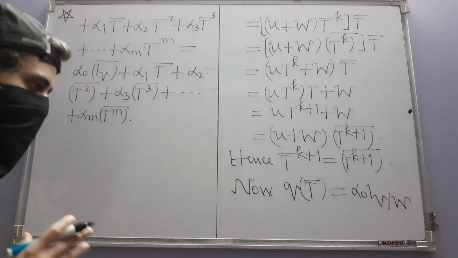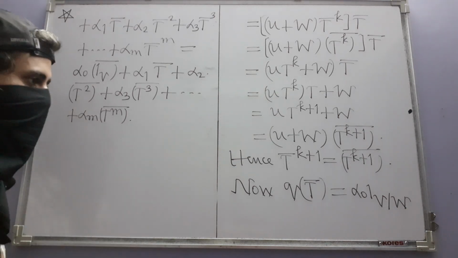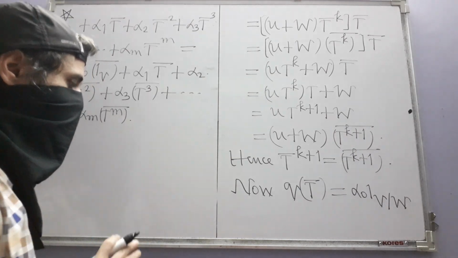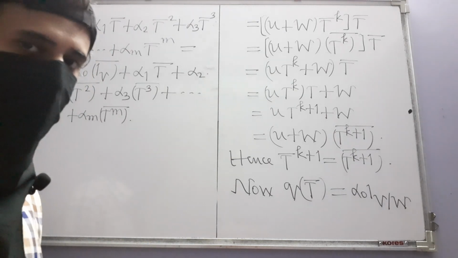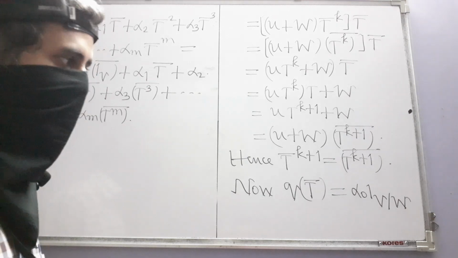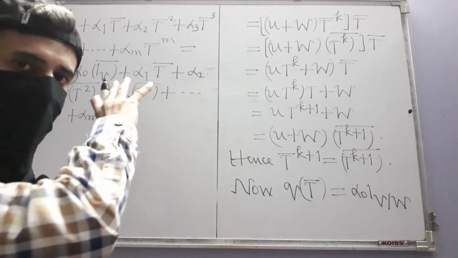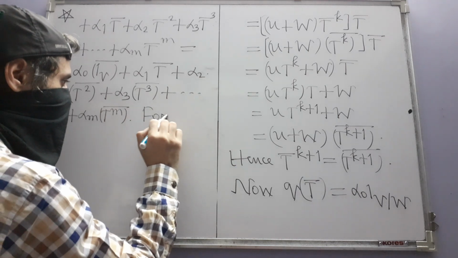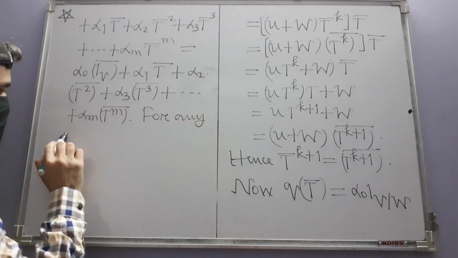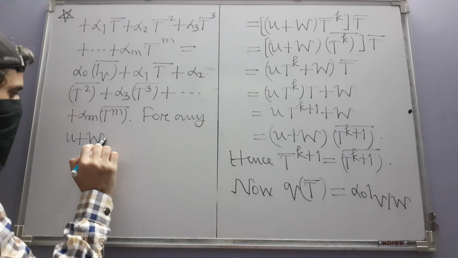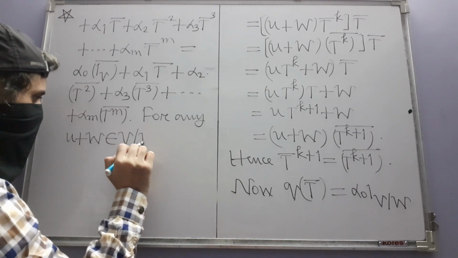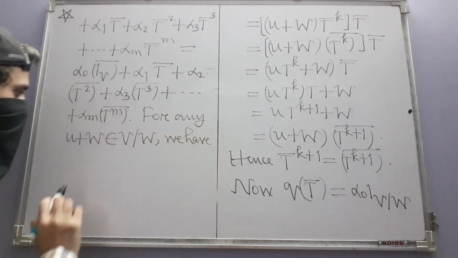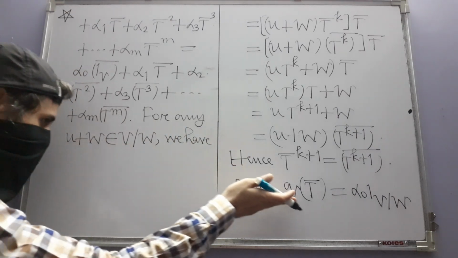However, it's not exactly clear what you should write after this. And when such things become somewhat difficult to see, again you take a vector from your underlying space and apply this entire thing on that vector. For any u plus w belonging to V slash W, we have, so on this now we are going to apply q(t bar).